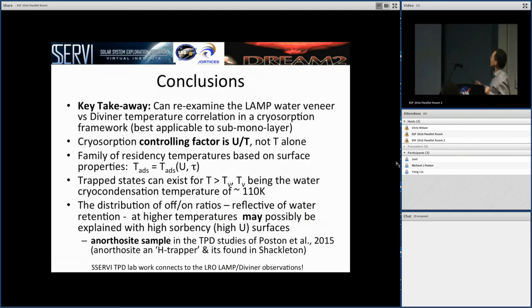So bottom line is, we can reinterpret or re-examine the LAMP measurements using a cryo-absorption point of view. The controlling factor is U over T, and not just temperature alone. And I think that's about where I'm going to leave it here.